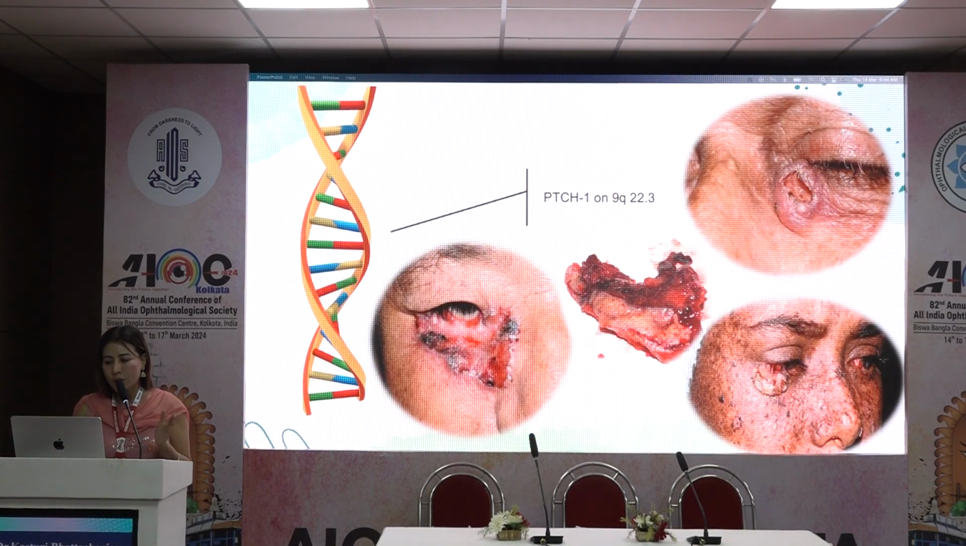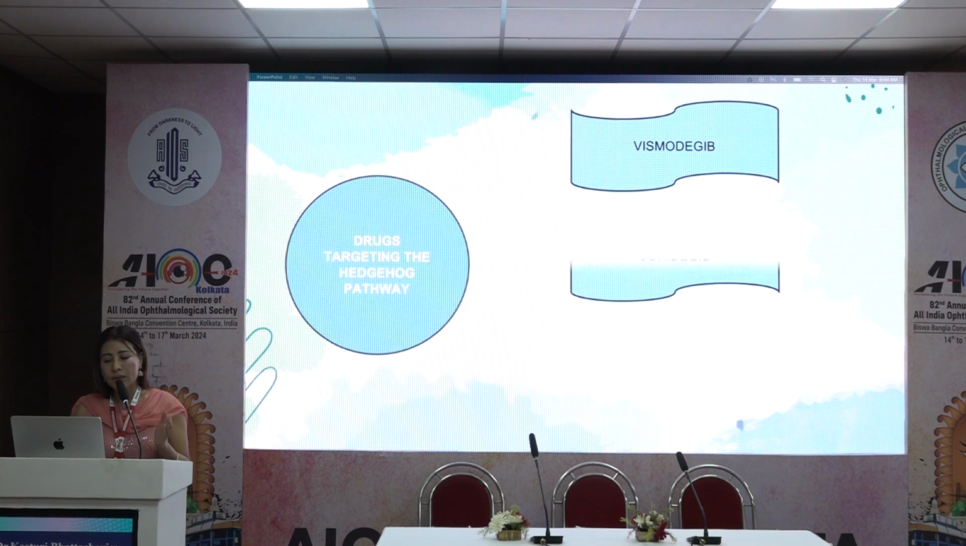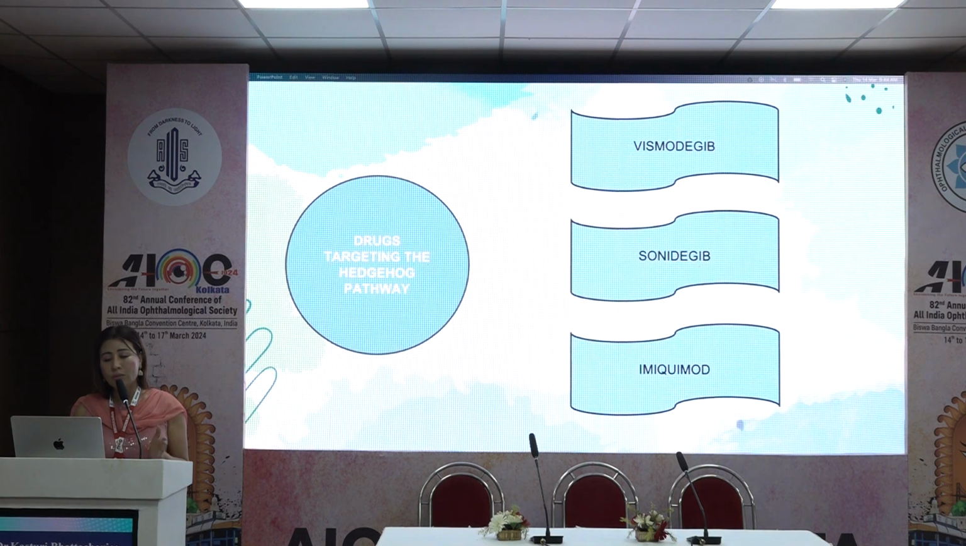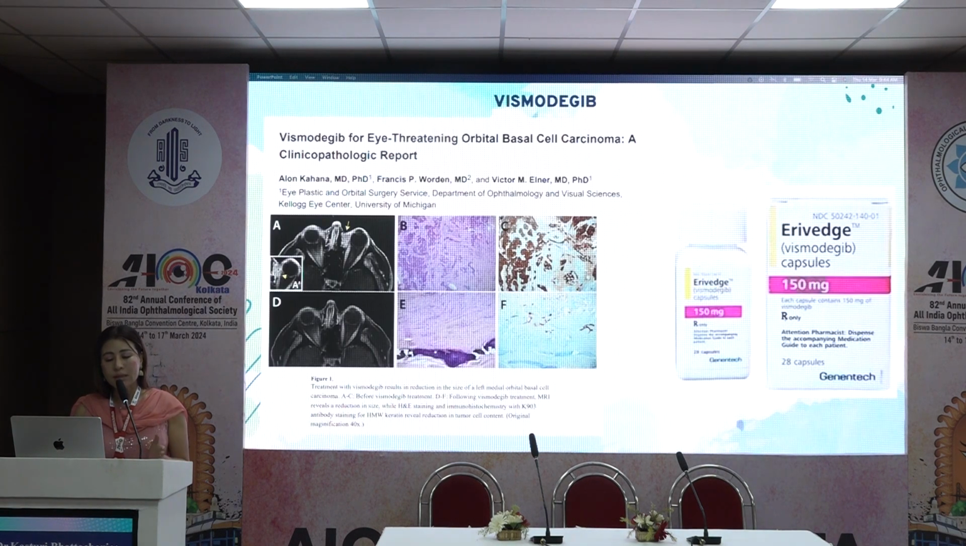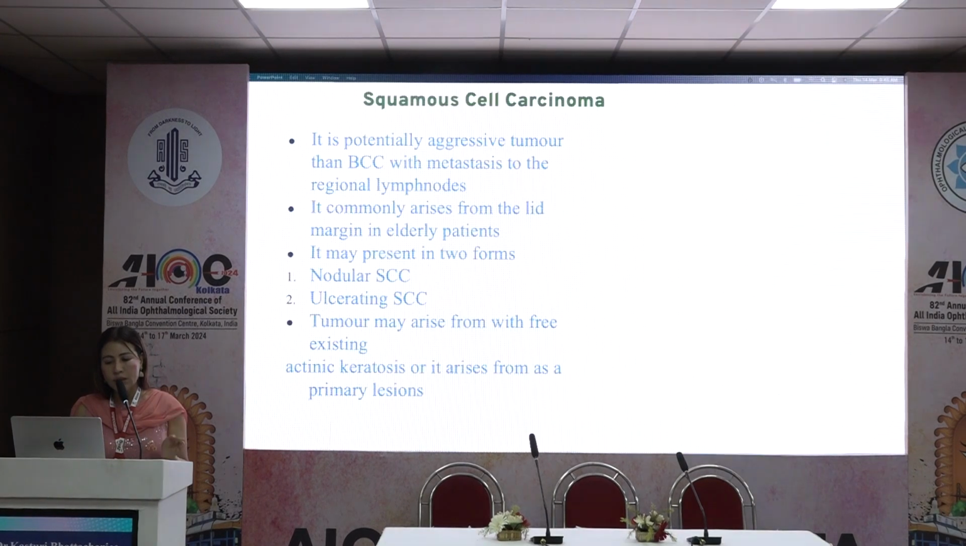I will not go much into it, but I'll just mention some of this targeted therapy, especially for basal cell carcinoma, where we have vismodegib, which is basically an inhibitor of the hedgehog pathway. Along with this, sonidegib is also available in India now, but the problem is that it is much costlier. But I feel that imiquimod, which is much cheaper, and I have also used it in some patients, really gives a good result, especially for the surface tumor, because I feel it is more of an immune response modifier. So this is also a good targeted therapy.